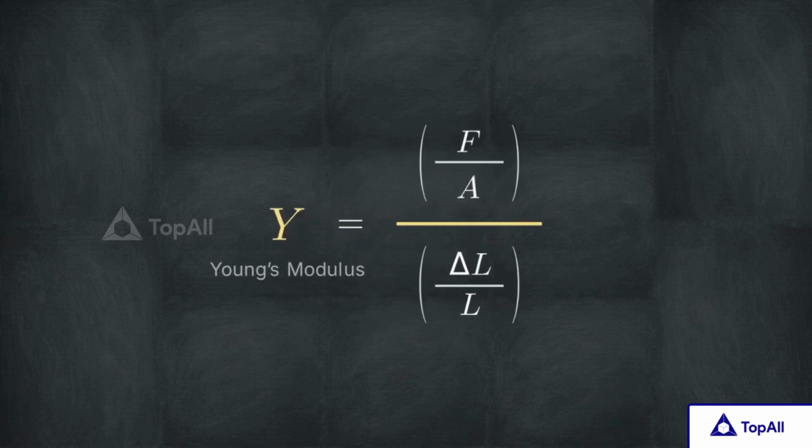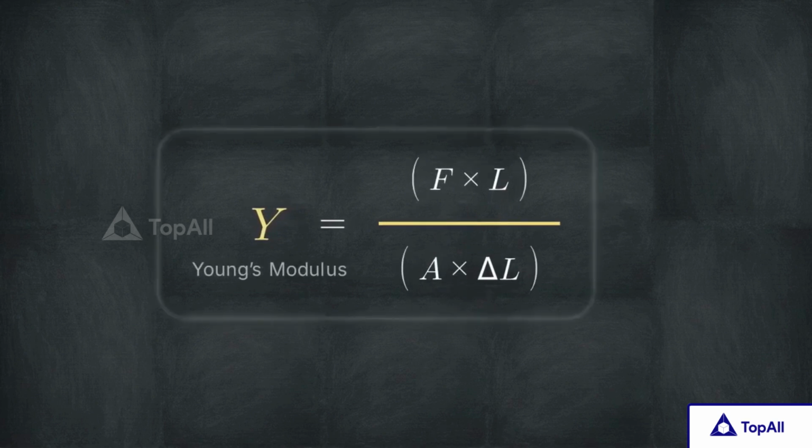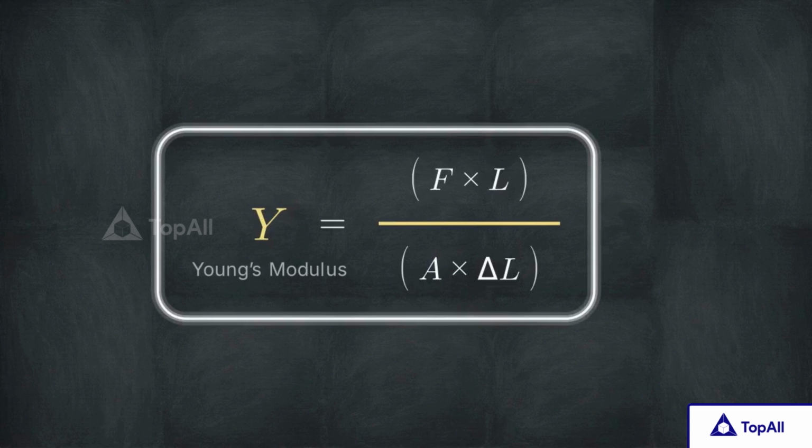change in length over original length. Simplifying that fraction gives us the final formula. Young's modulus equals force times original length, divided by area times the change in length.